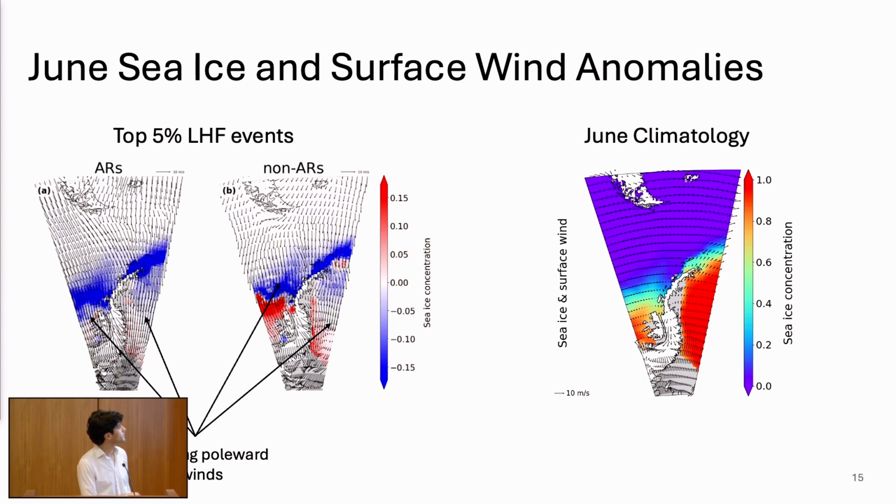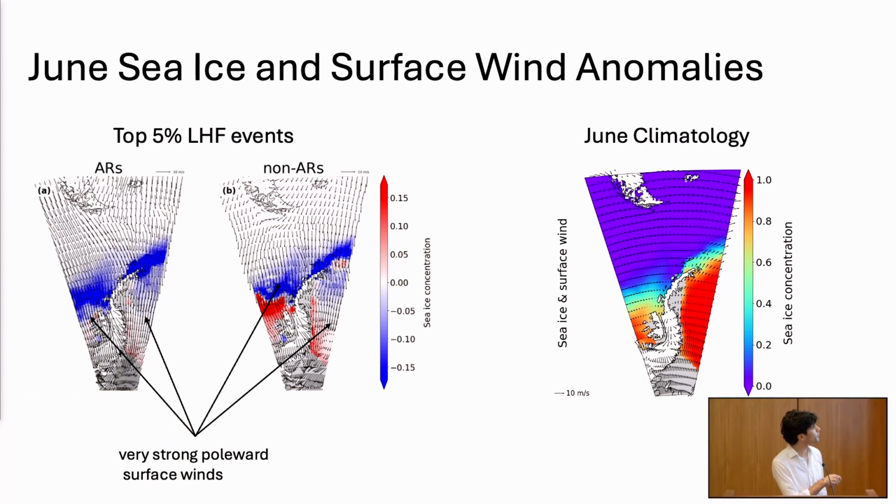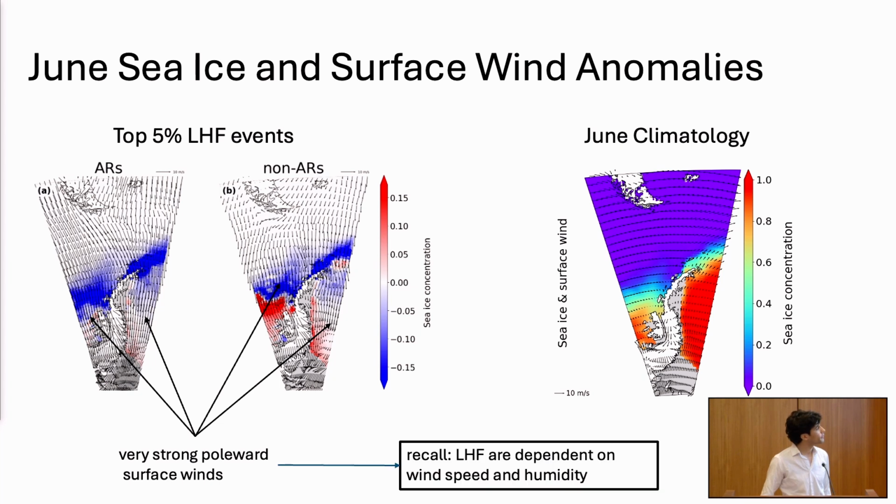Starting with the winds, we see strong winds here in both cases, which is very interesting in the non-AR cases, as to why they're very poleward, whereas in the AR it's expected to see poleward wind speeds. However, if we can recall, latent heat flux (LHF) events are dependent on wind speed and humidity. So having high wind speeds is obvious if you want to have high latent heat flux events.